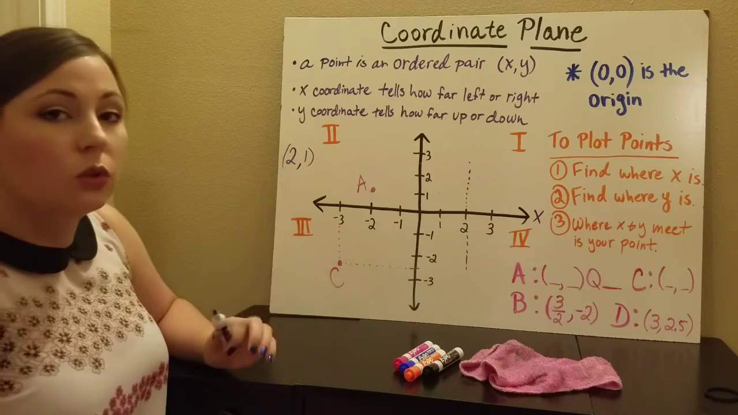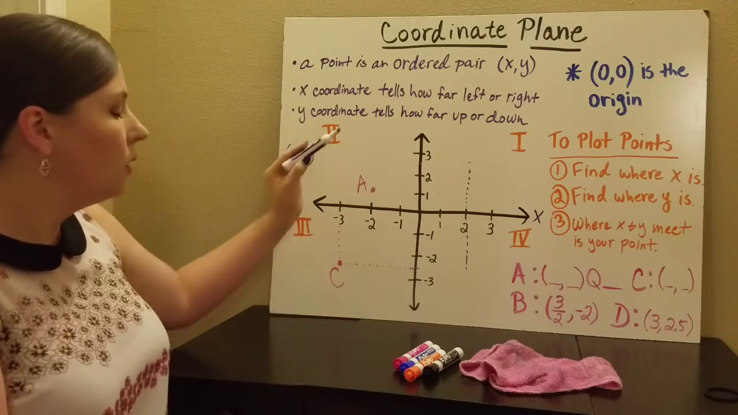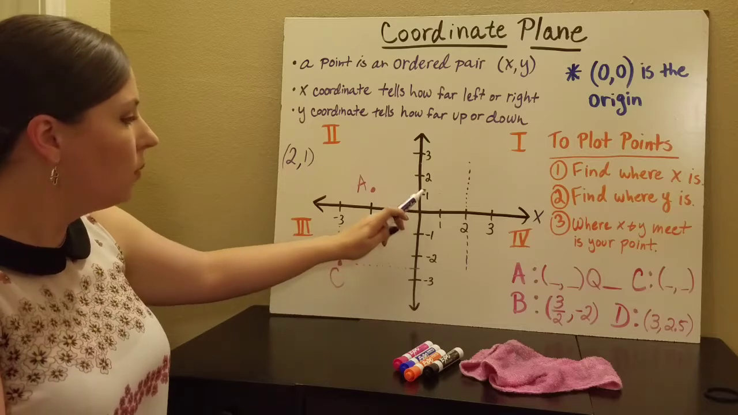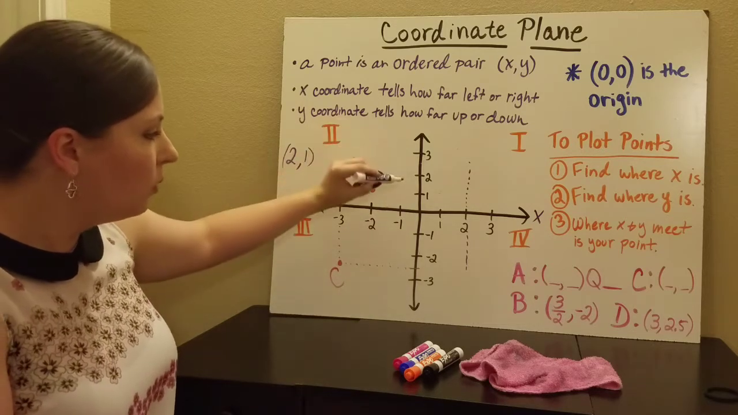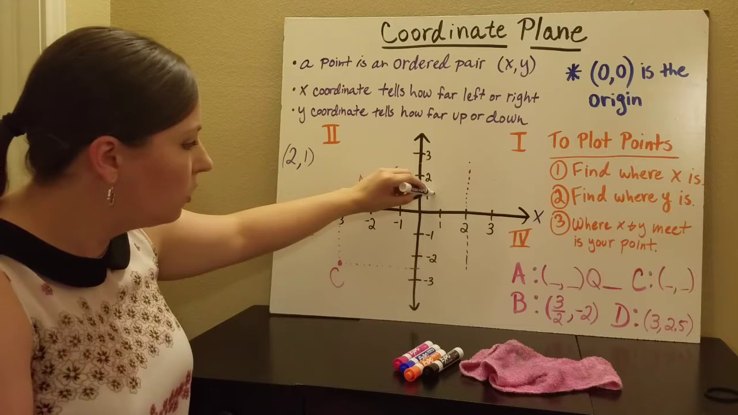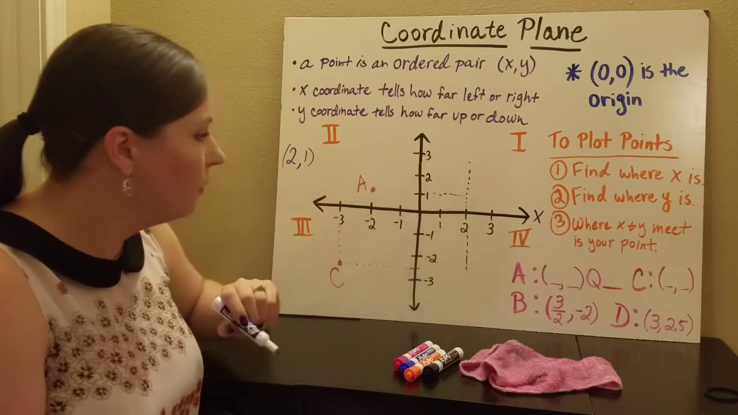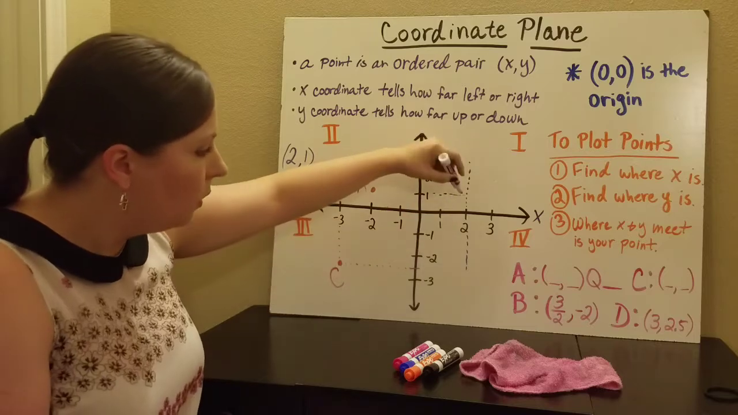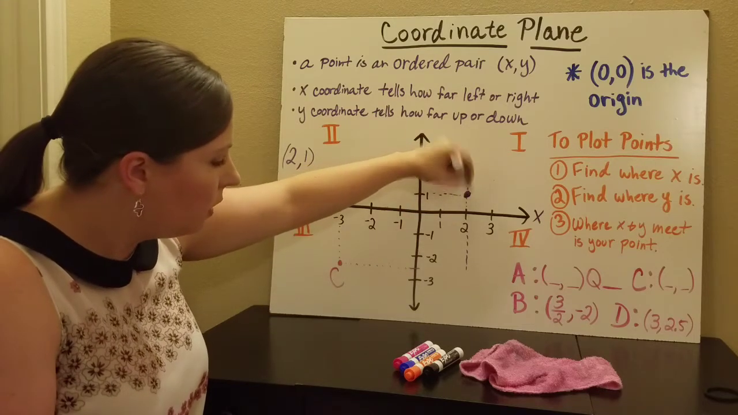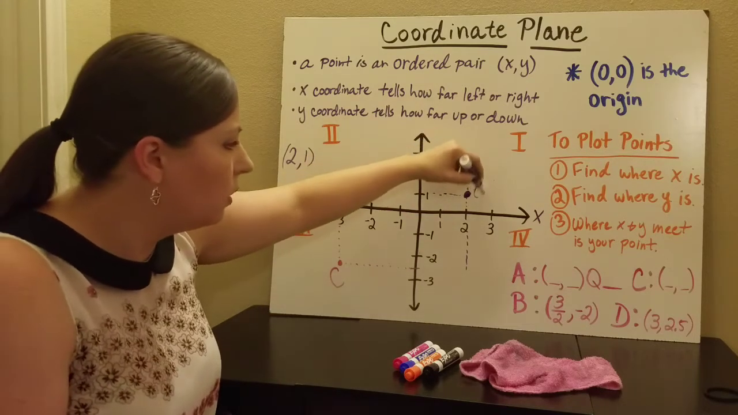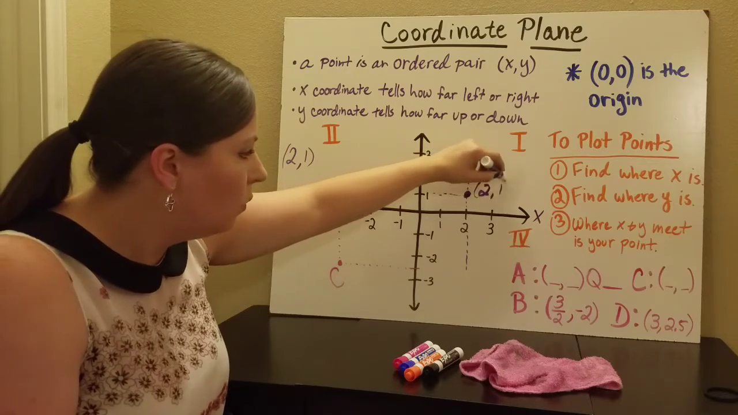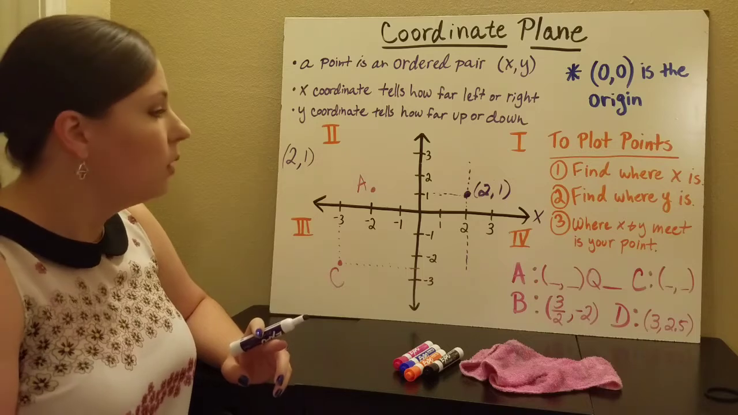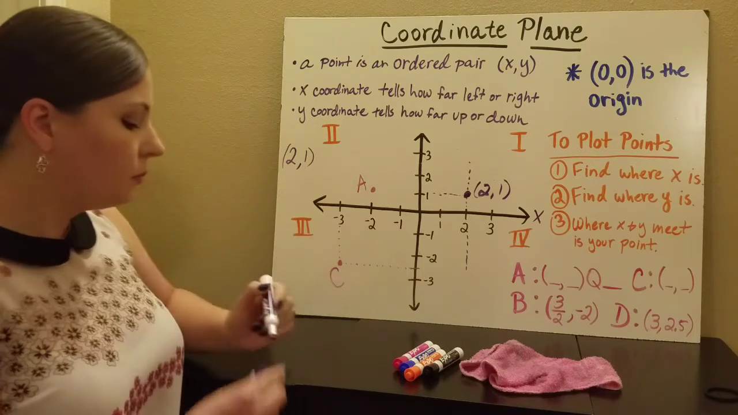Now 1, that's your y coordinate. The 1 tells you, start here in the middle, you count up 1. And that's where your y is going to be. So now we're going to draw a dashed line over this way. And see the 2 from the x and the 1 from the y, where they meet, that's your point. And that's the point (2, 1).